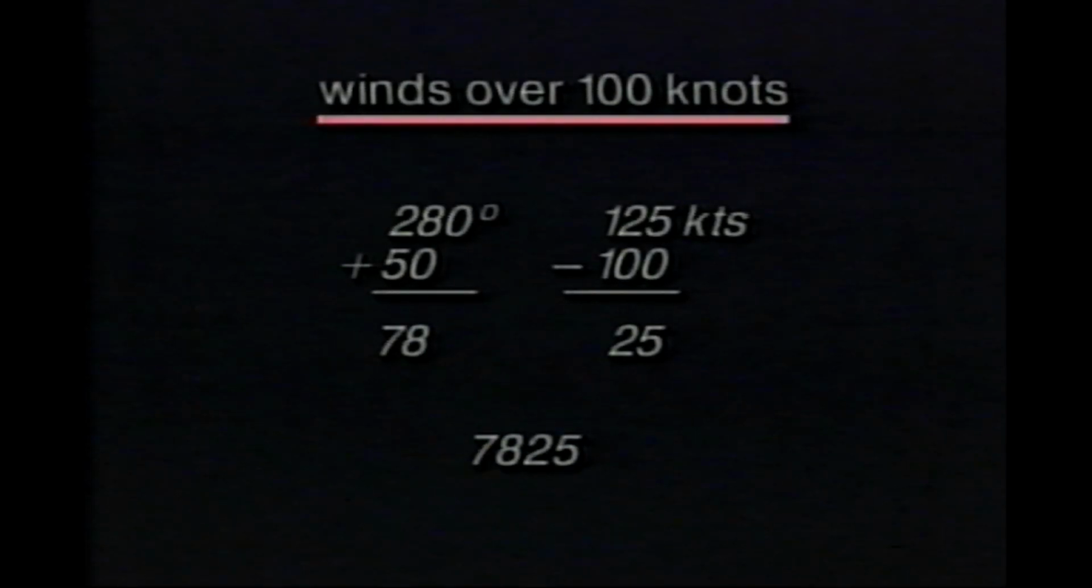There is a method of giving winds that are over 100 knots. They add 50 to the wind direction and give the wind above 100 knots. For example, a wind from 280 at 125 knots would be given as 7825. You add 50 to 280, giving you 78, and subtract 100 from 125, giving you 25.